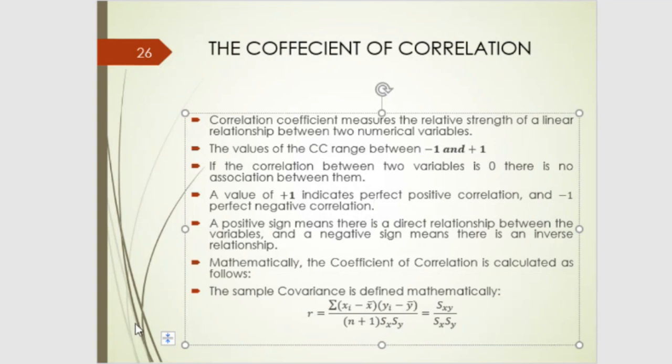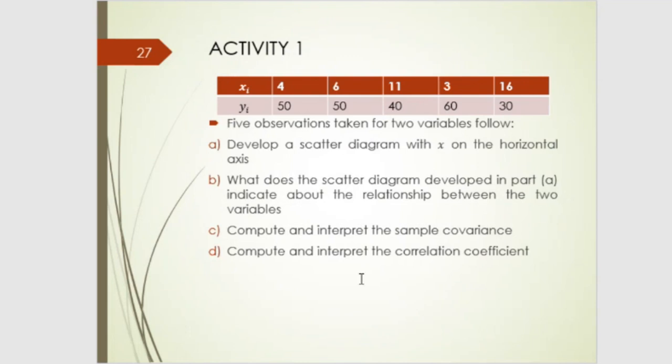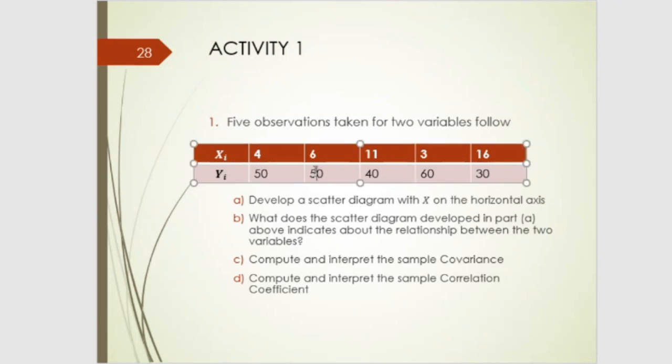So as I've indicated, that is the formula. Let's quickly look at this activity one, which has five observations taken for two variables. Then develop a scatter diagram with X on the horizontal axis. Okay, let me use Excel to find this so that we can respond. I can see the second question is asking about that relationship. Let me quickly see if I can open Excel and do this.